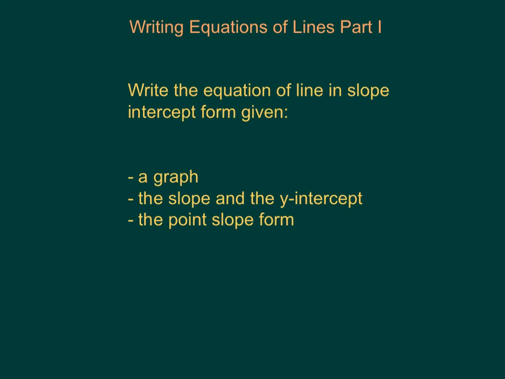All right, we're back. Writing equations of lines, part 1, or part uno. Write the equation of the line in slope-intercept form given. Okay, so first, we're going to write the equation of a line in slope-intercept form. That's y equals mx plus b, right? That's our slope-intercept form. And we're going to try to do that first, given a graph.